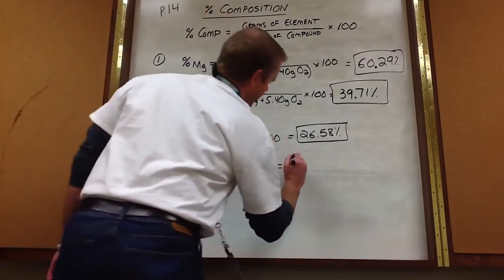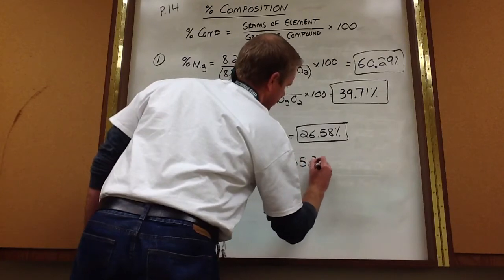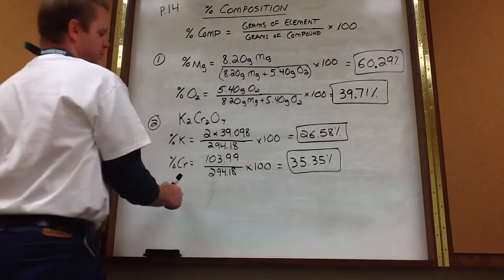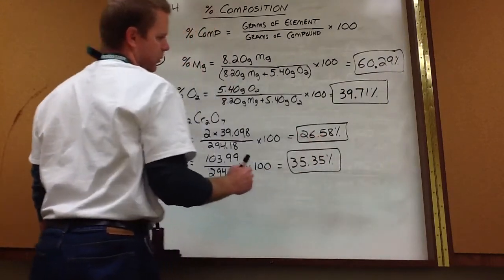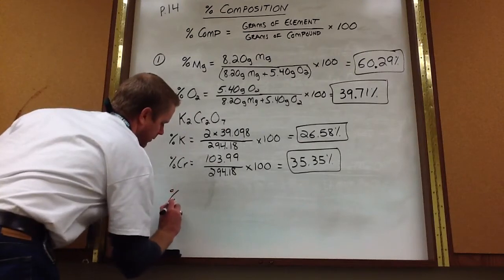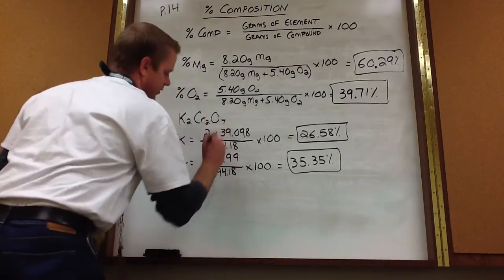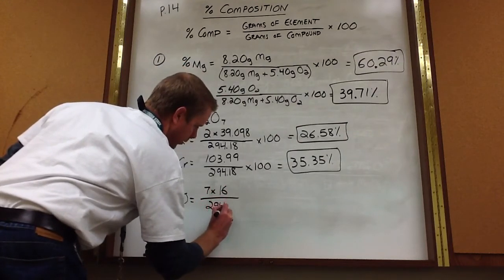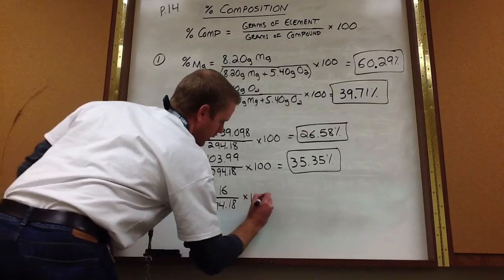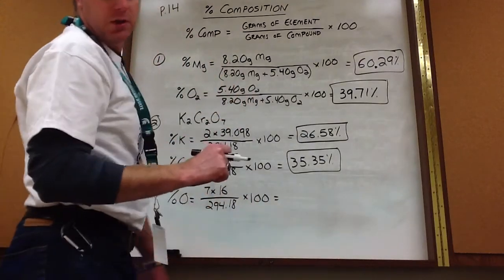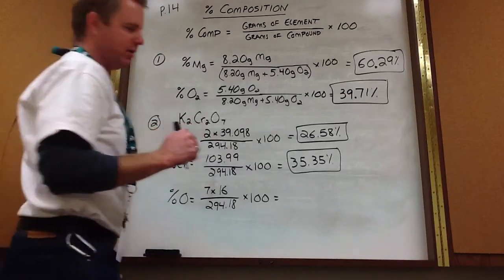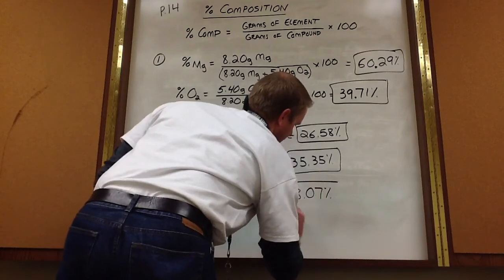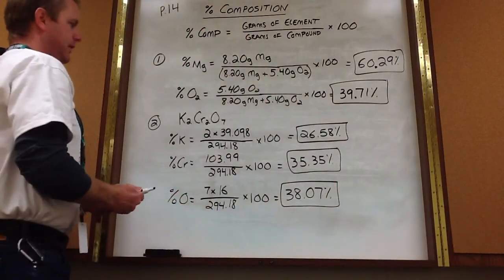Now, we have a choice on this last one. We could just do that 100 thing: subtract 100 minus 35.35 minus 26.58. Or we can just calculate it. Let's just calculate it. So oxygen, there are 7 times 16 over 294.18 times 100, and you do the math on it and you get 38.07%. And that is how you do percent composition. It is easy.